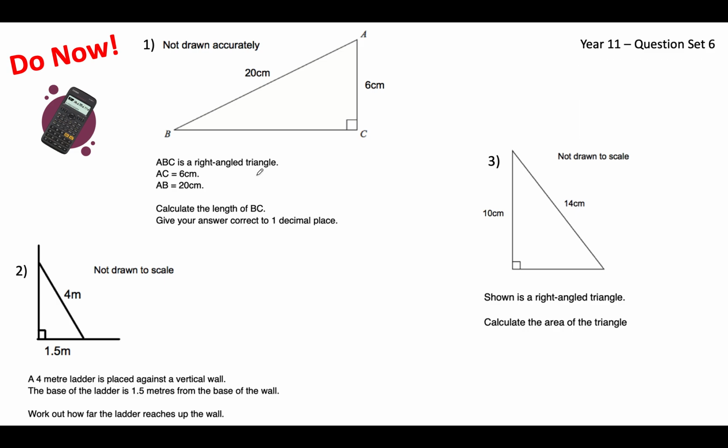Let's get rid of the clock. Right, these are Pythagoras questions. We've got a right angle triangle. I'm trying to find missing sides on each one. So it's not trigonometry, it's not SOHCAHTOA.